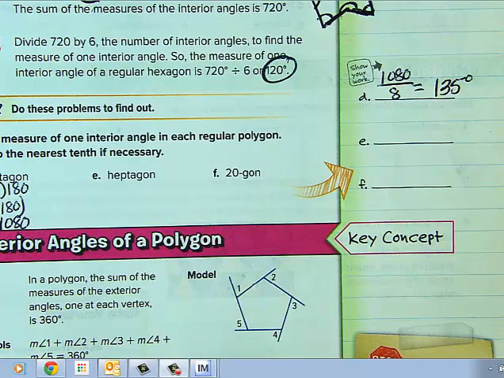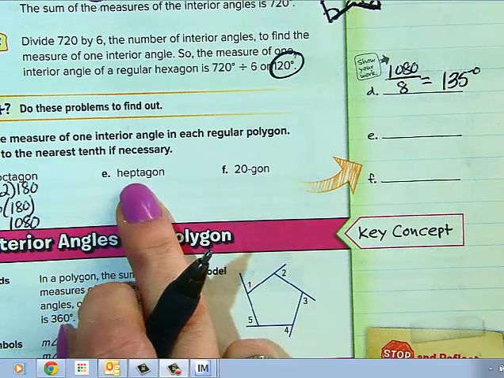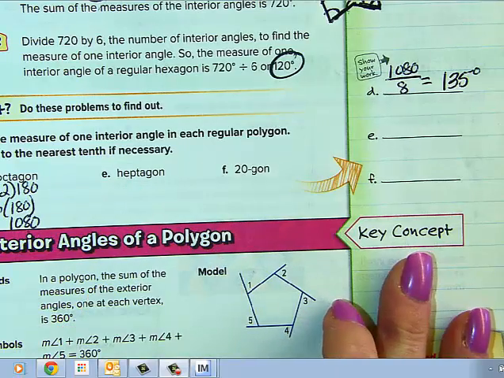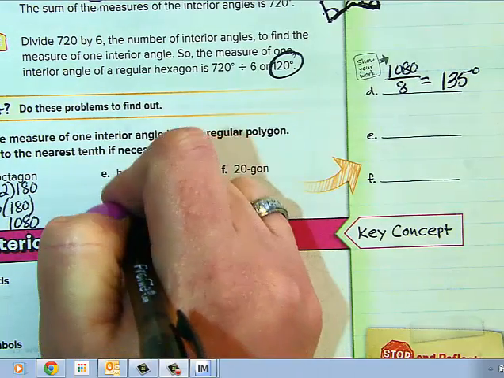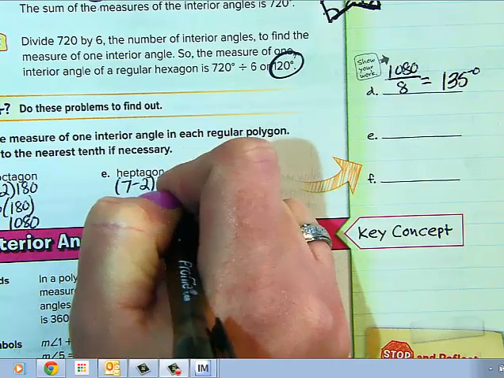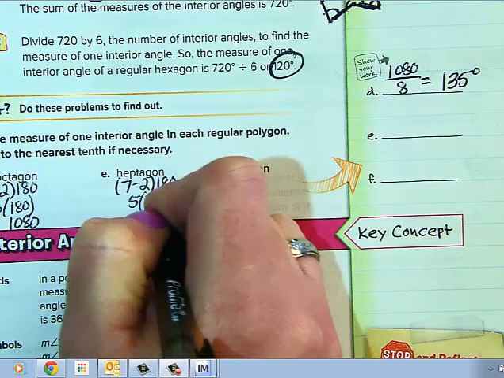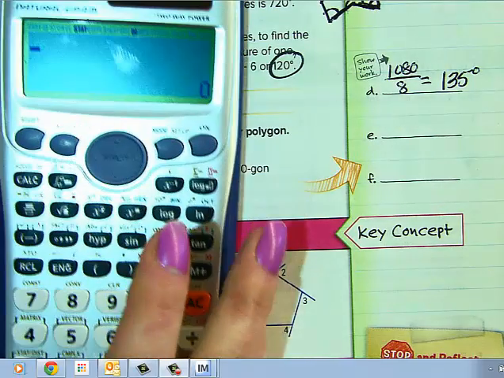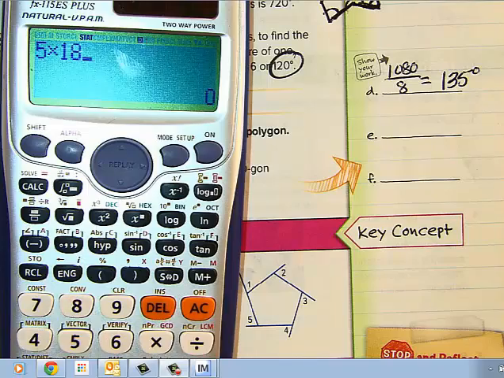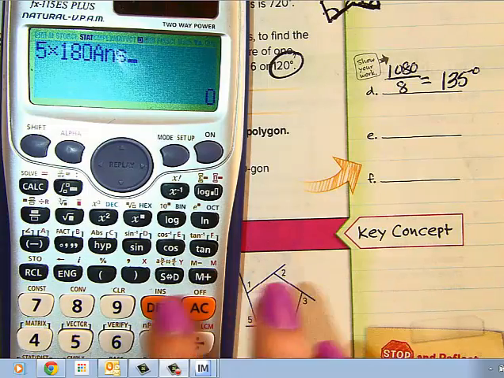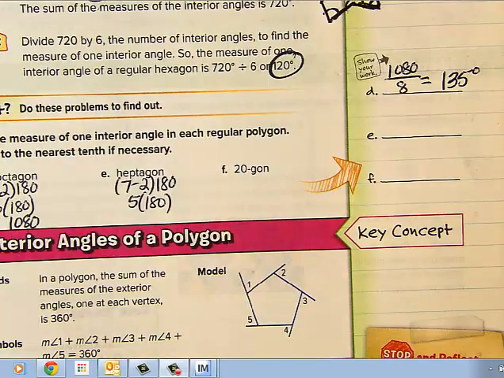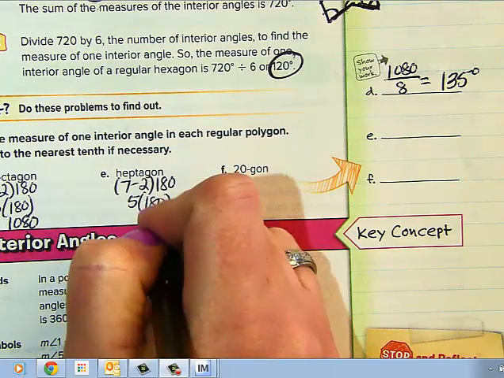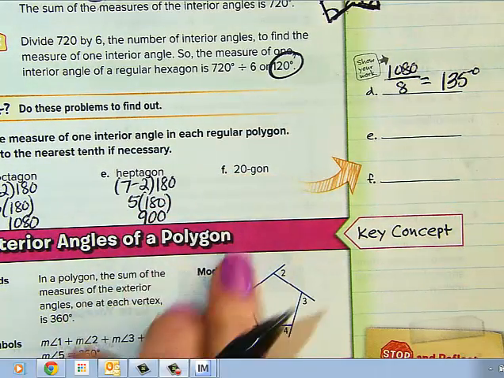Now let's do a heptagon. A heptagon, H-E-P-T, means 7. So a heptagon is 7-sided, so I have 7 minus 2 times 180, or 5 times 180. If you took 5 times 180, you would get 900. So a heptagon has 900 as the interior, as all of the sides on the inside.